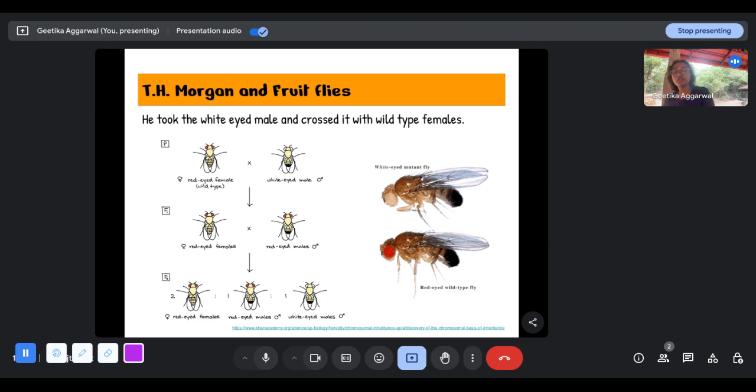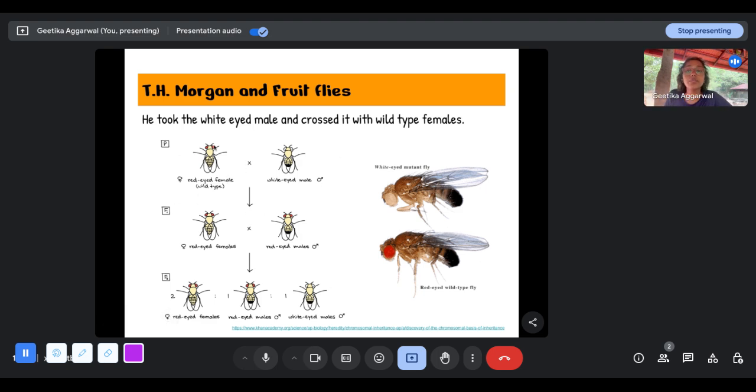So all the males and all the females, all of them have red eyes. Then what he did was, he crossed these red-eyed females with these red-eyed males which were received in the first filial generation. And then what he saw, to his surprise, was that of the four progeny, the two females had red eyes. Then one male had red eyes and one male had white eyes. So that is the ratio that he got, 2:1:1.